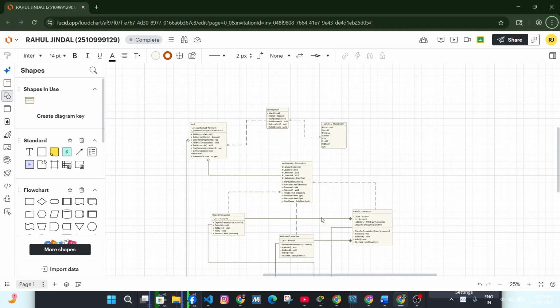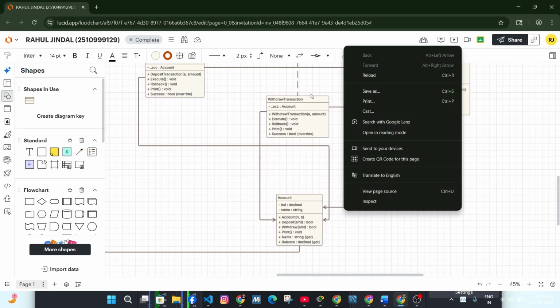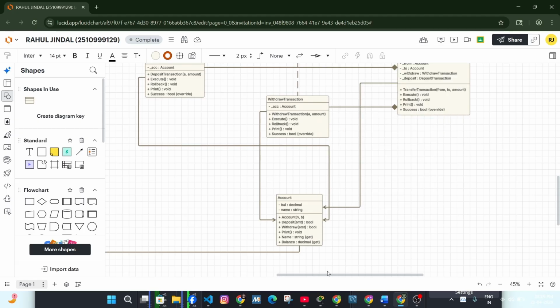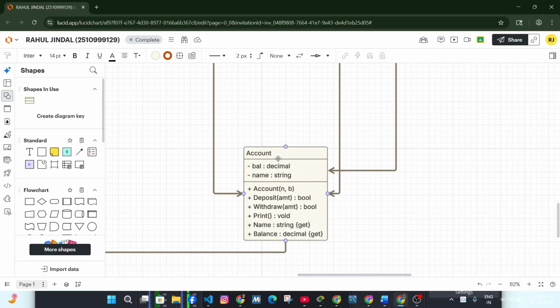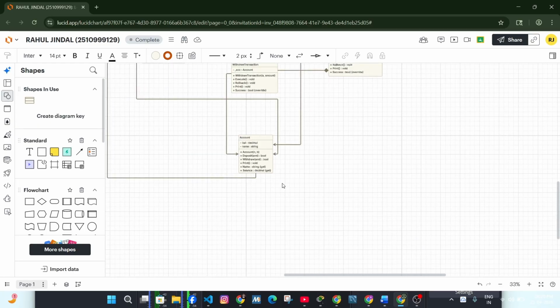As you can see, the UML diagram is represented using a rectangular box, which is divided into three parts. At the top part, we have the class name. Then in the middle part, we have the fields and the attributes. And the bottom part has the methods, or we can say the functions. So this structure helps us in understanding what data the class is containing and what operations it can perform.